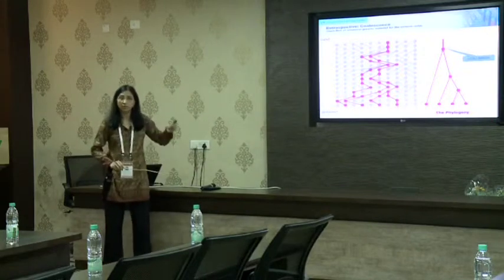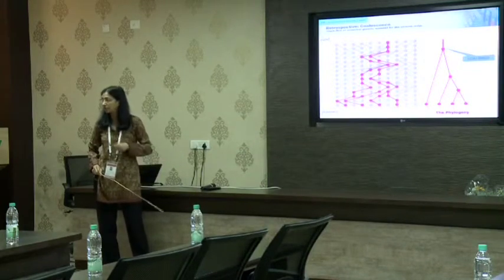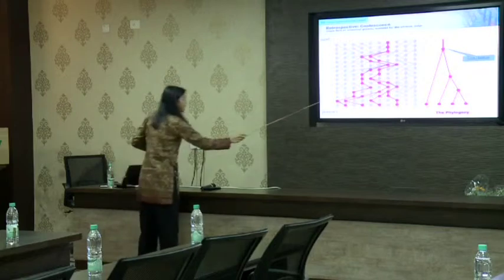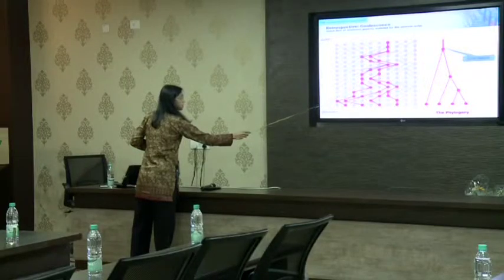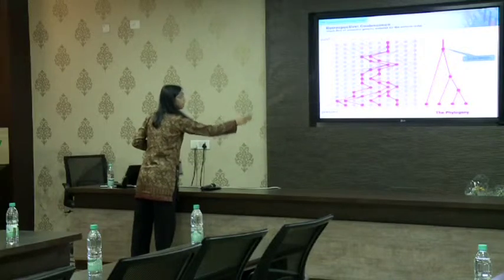This is a generation, and the circles that you are seeing are individuals in that generation, and the lines that you are seeing are the transmission of the genetic material from the previous generation. So this individual got his or her genetic material from this individual of the previous generation, and this is the generation before that, and so on.